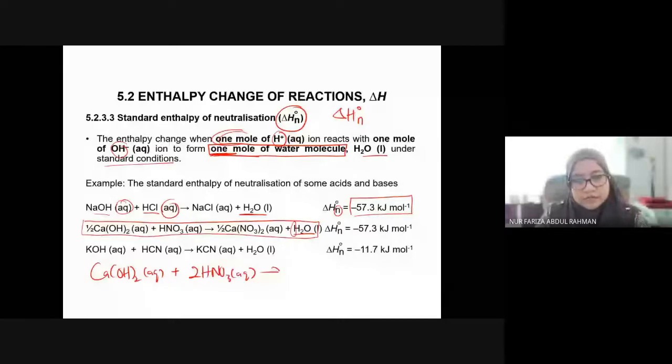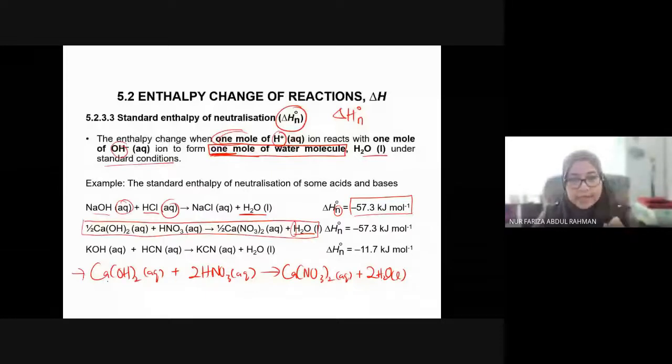Okay, producing Ca(NO3)2 aqueous, producing 2 mole of H2O. This is how we normally balance equation, betul tak? Kita tak pakai pecahan. Okay, alright. So you go for this one first. You go for this one dulu.